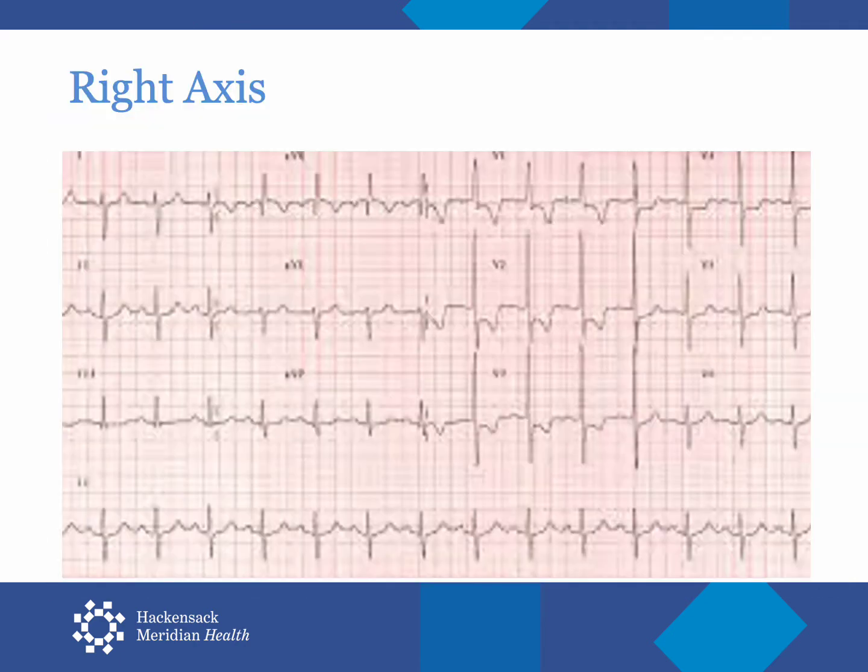This tracing shows a right axis deviation. The deflections are negative in 1, but positive in the inferior leads. This is a true right axis. The tracing also shows another finding which can lead to a right axis deviation, namely right ventricular hypertrophy, which we will review next.